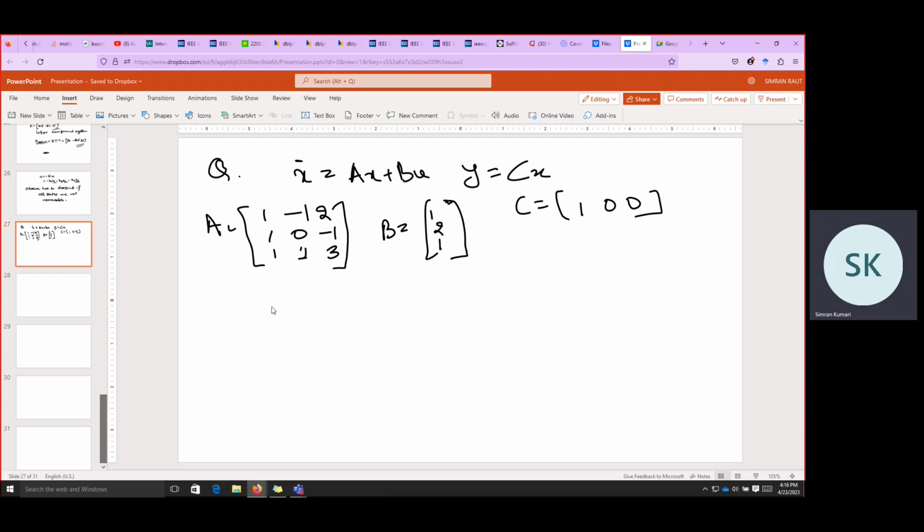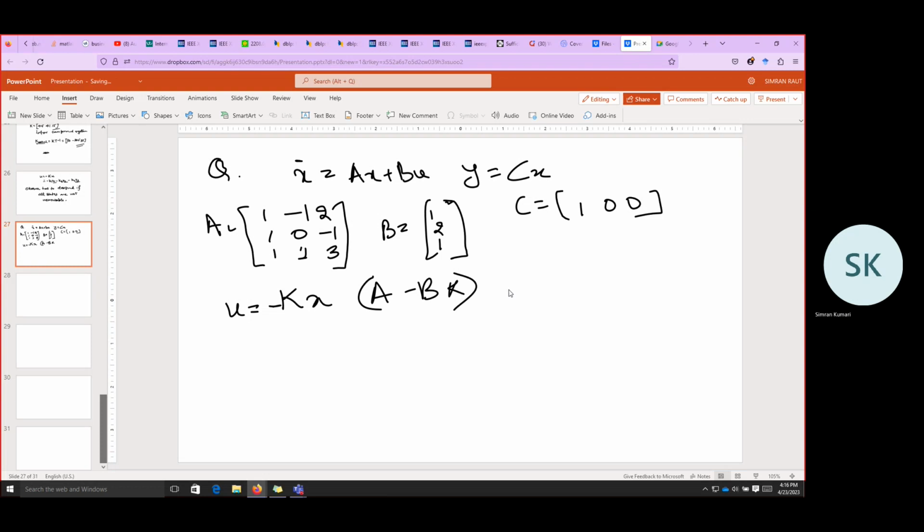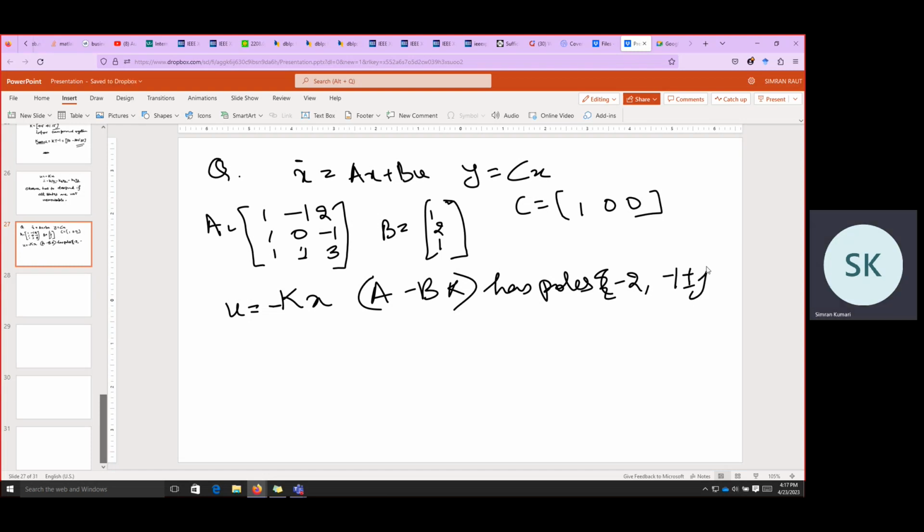Okay, so we have to design a state feedback gain, so that if input is u equals minus Kx, then A minus BK, which is the closed loop system, has poles at -2, -1 plus minus j.